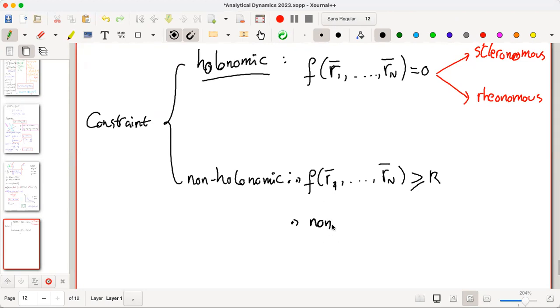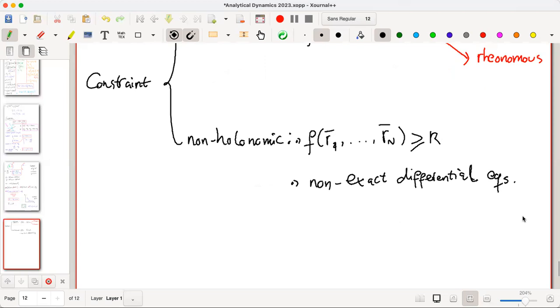We can have a derivative equation, or differential equation, but the differential equation cannot be integrated into an algebraic equation. In other words, we have a non-exact differential equation. So if the constraint is expressed in terms of a non-exact differential equation, that is also non-holonomic.